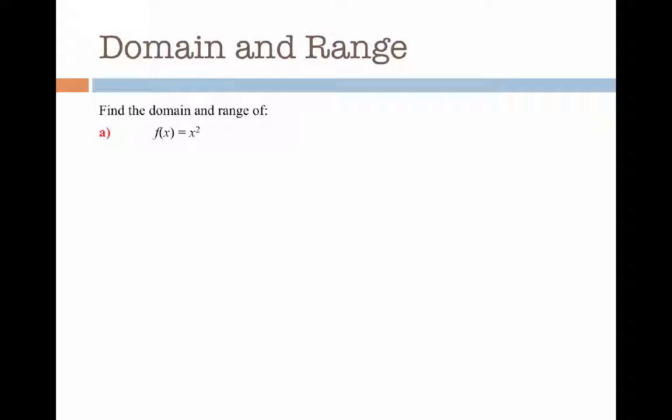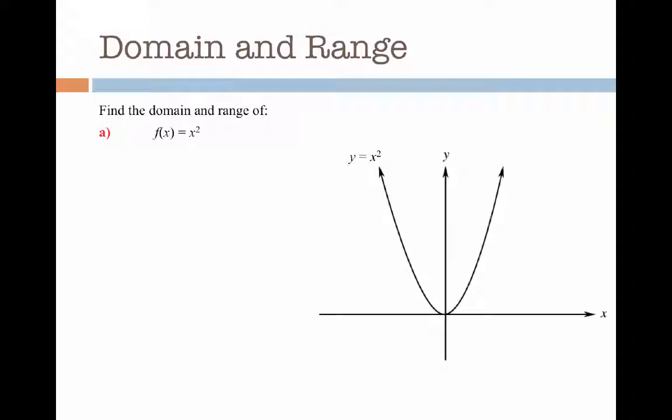Let's consider the graph. The graph of y equals x squared is a parabola. We can see that for the domain we're asked what are the possible values x can take. We can see in the graph that there is no restriction on x, which means that the domain is all real x. In set notation, we say that it's from negative infinity to infinity. That's inside some curved brackets.